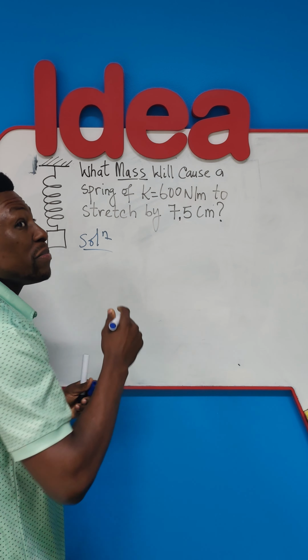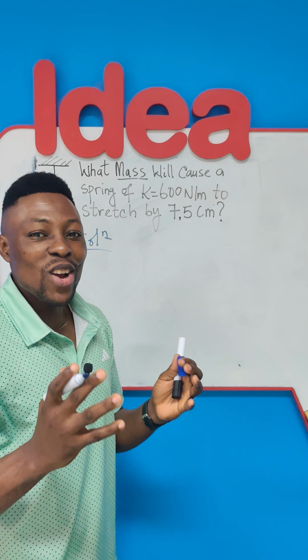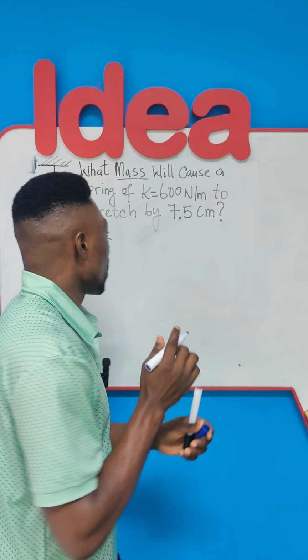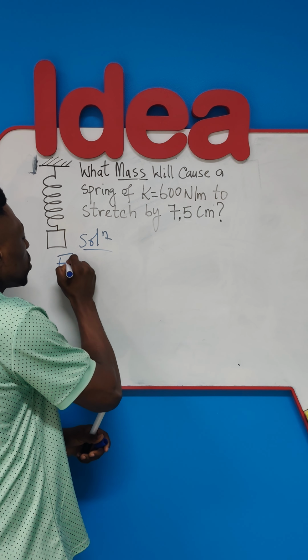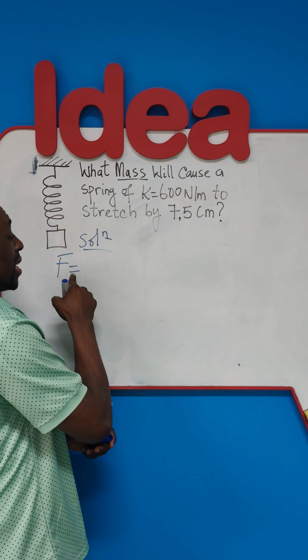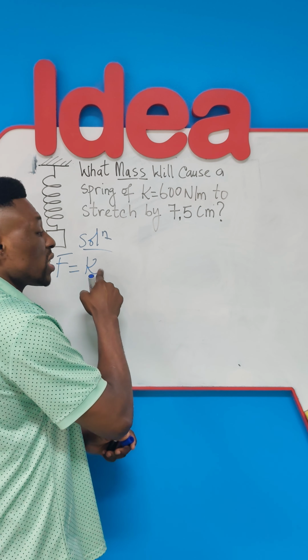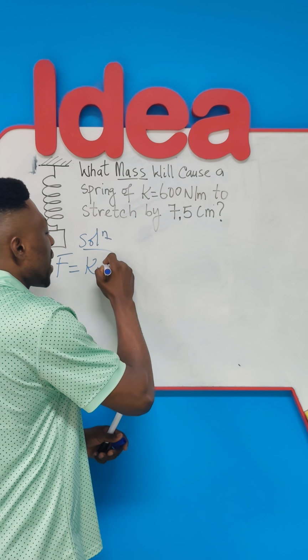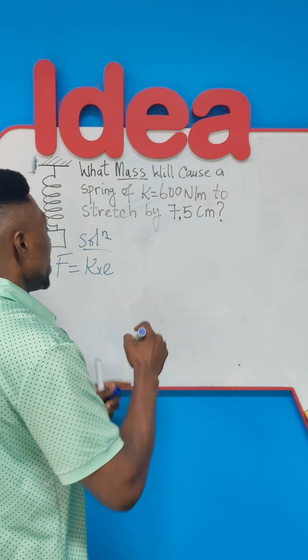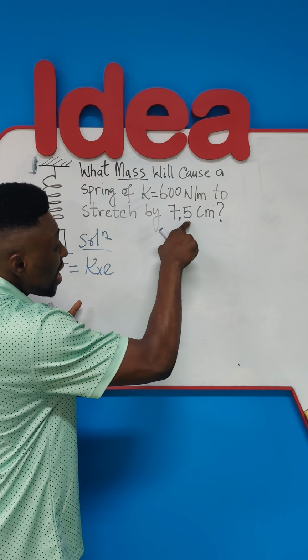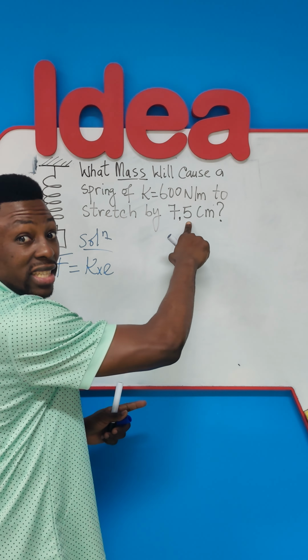Solution. Permit me to remind you once more that here we're still talking about Hooke's law, according to which the force which will cause an extension in a spring is given by the spring constant of that spring multiplied by the extension in question. In this case, we have been given the extension, but be careful, it's in centimeters.